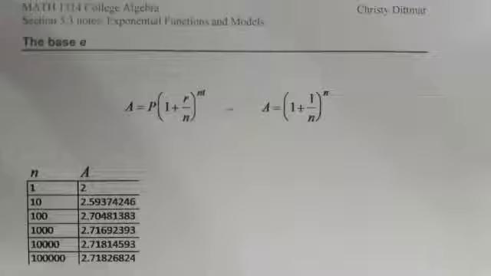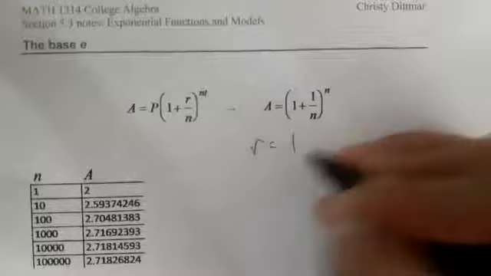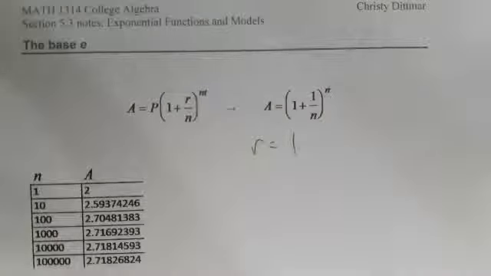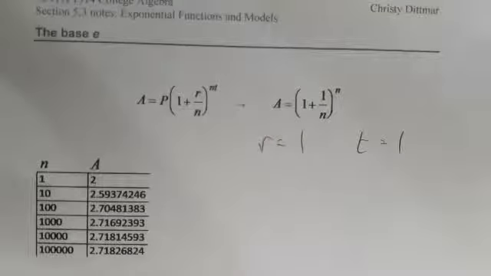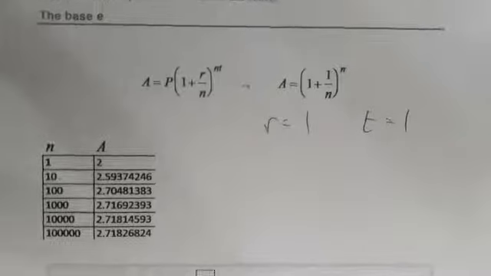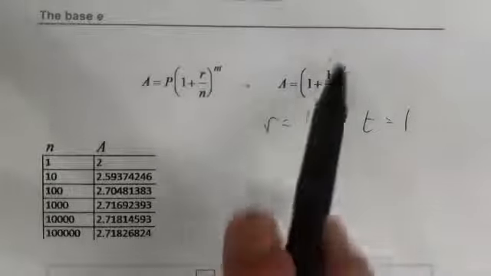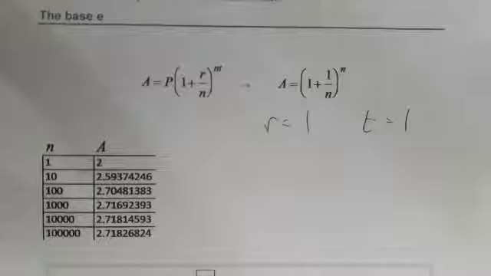So now they want to talk about this thing with A base E. And so what they're doing is they're trying to simplify this a little bit. What they're allowing R to be is a rate of 1. And they let T be equal to 1. They want to know what's happening with this N. What happens if we let N be really, really large? And what happens with this 1 plus 1 over N to the N?